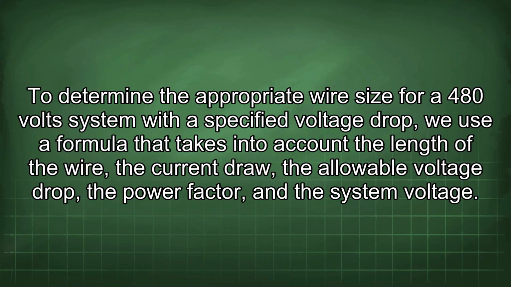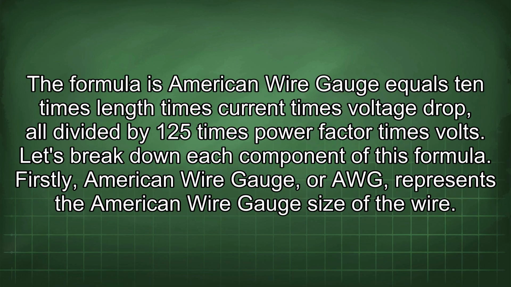To determine the appropriate wire size for a 480 volt system with a specified voltage drop, we use a formula that takes into account the length of the wire, the current draw, the allowable voltage drop, the power factor, and the system voltage. The formula is American wire gauge equals 10 times length times current times voltage drop, all divided by 125 times power factor times volts.